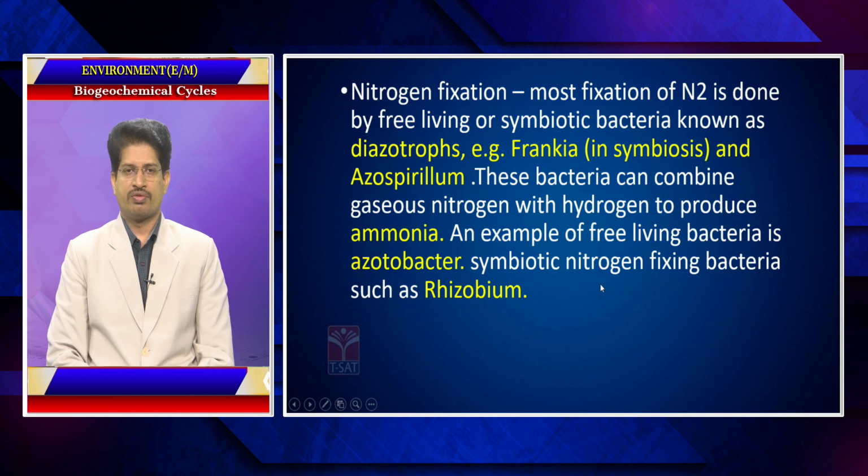In the case of nitrogen fixation, mostly N2 fixation is done by free living or symbiotic bacteria known as diazotrophs. Examples are Frankia in symbiosis with certain organisms, and azospirillum. These bacteria can combine gaseous nitrogen with hydrogen to form ammonia. So, ammonia can be absorbed by plants. An example of a free living bacteria is azotobacter.